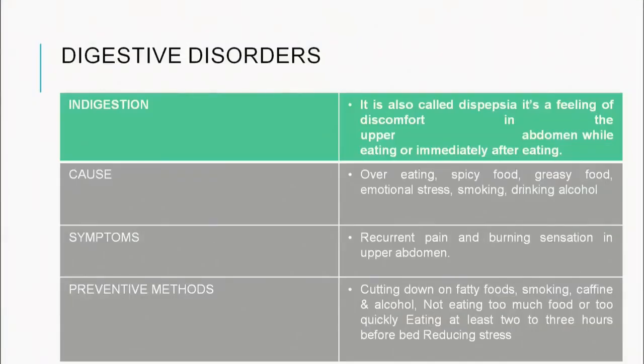Another is indigestion. It is also called dyspepsia, and it's a feeling of discomfort in the upper abdominal region. The cause is overeating, or taking very fatty food. The symptom is a recurrent pain sensation in the upper abdomen, and we can prevent it by not smoking, taking less caffeine or alcohol, or taking very light food.